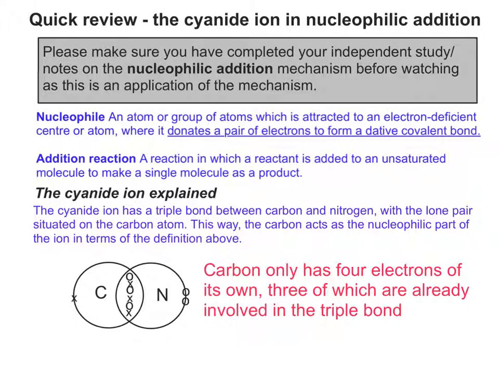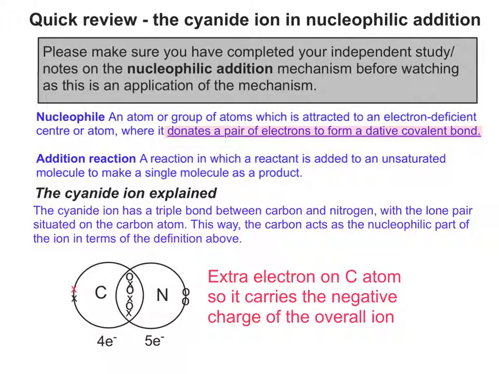So carbon only has 4 electrons of its own, 3 of which are already involved in the triple bond. If you notice on the left of the screen there's an unpaired electron, but this needs to be part of a pair which is donated to form a dative covalent bond. So this is where the extra electron that the carbon has gained to form the CN- ion comes in. So although we have the number of electrons in the outer shells for each of the 2 atoms, one of them needs to gain an extra electron.